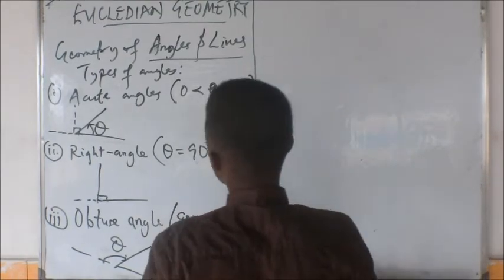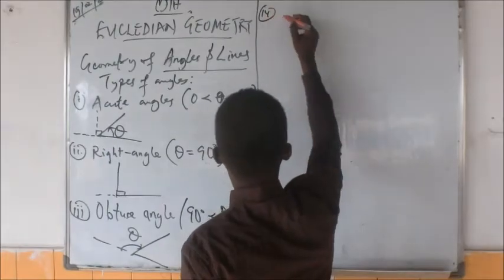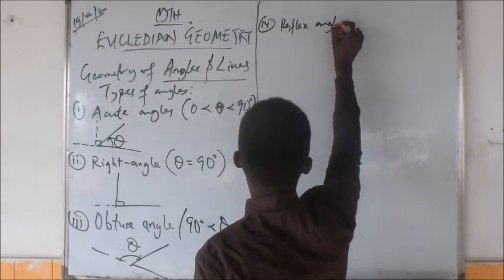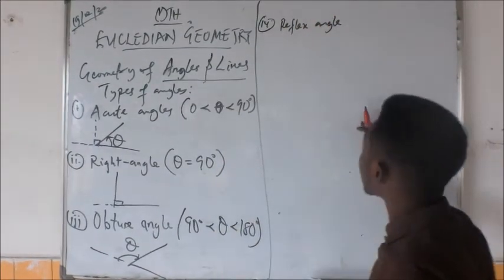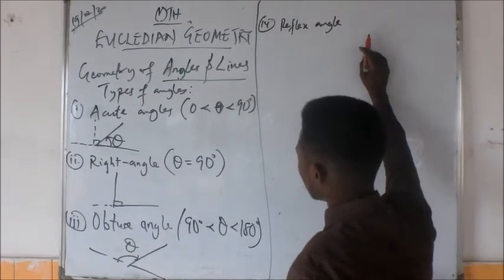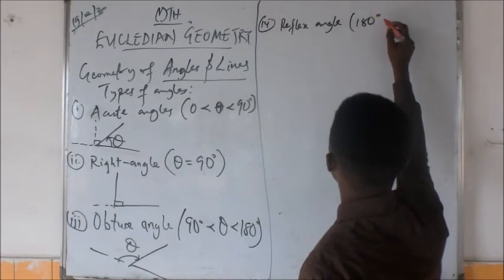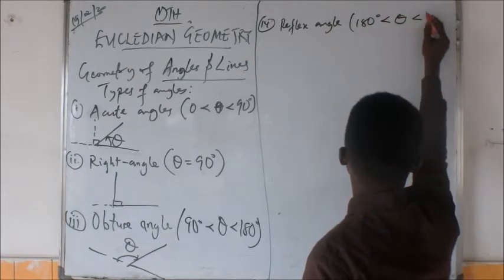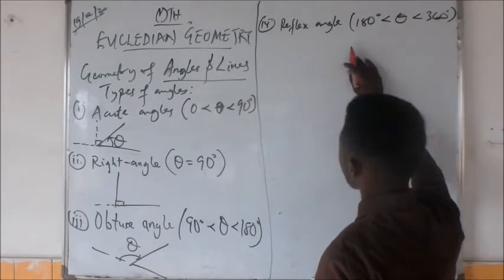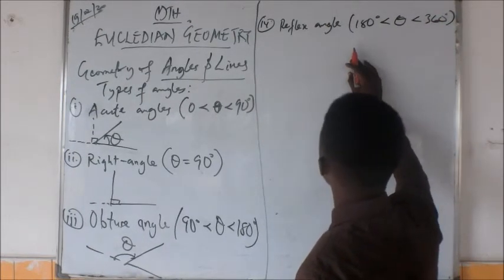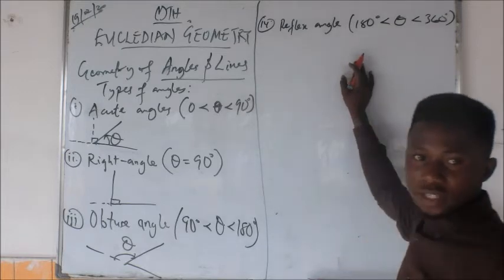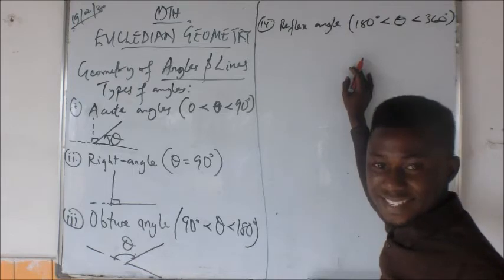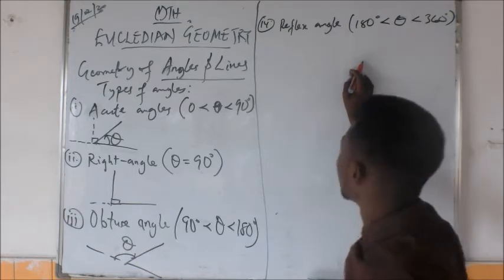Then we have reflex angle. That is, these angles are greater than 180 but less than 360 degrees. A good example, do you have an angle that is greater than 180, less than 360? Yes! You even have some angles that are greater than 360. But how will you go about that? We are going to look at that.